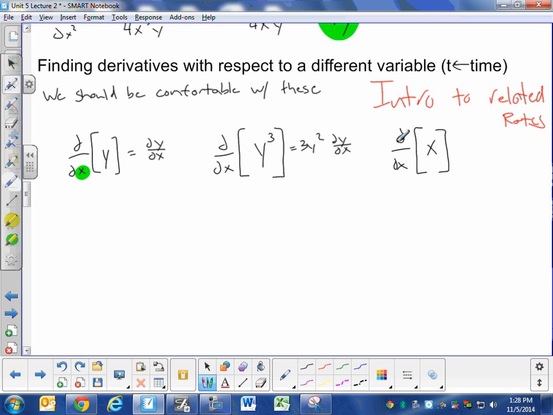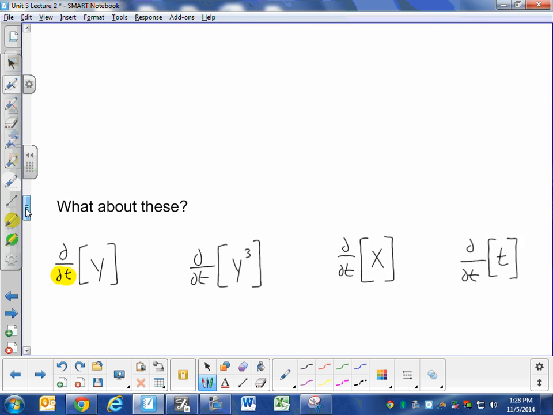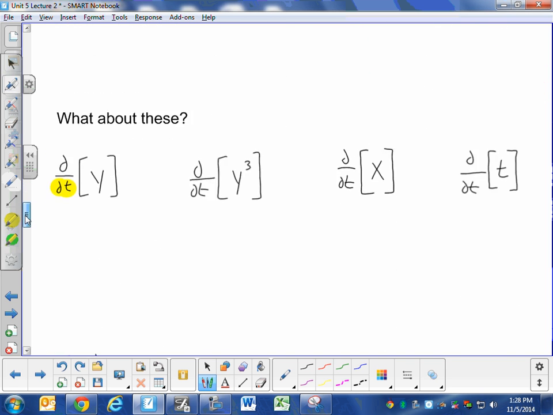Well, the derivative with respect to x can be written as dx over dx. But that's just 1, which is why we say the derivative of x is 1. Well, let's take derivatives with respect to t.